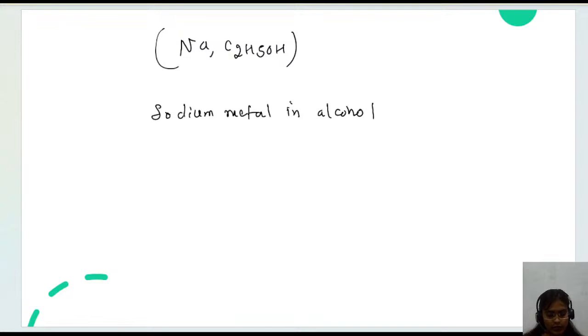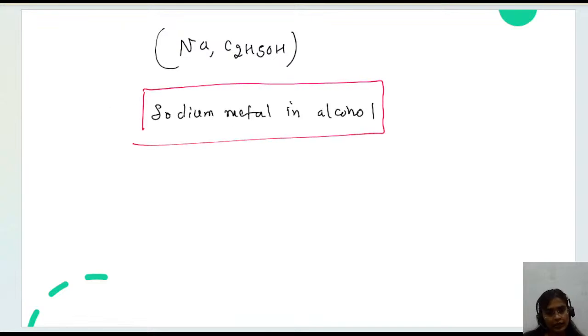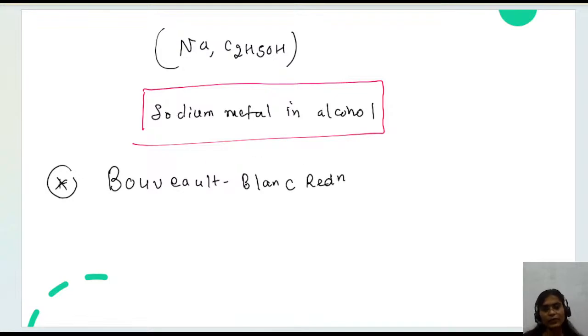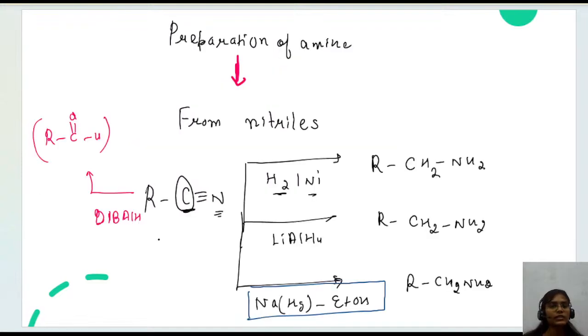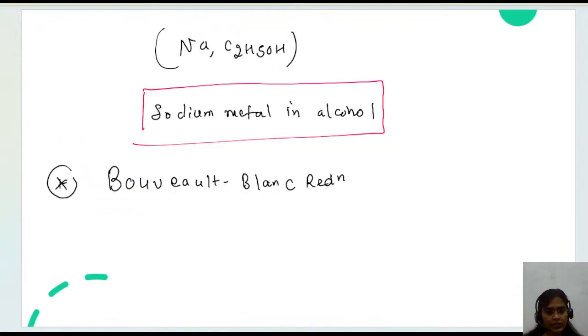So what is the name of the reaction there? This is a naming reaction. If I'm using sodium metal in alcohol, it's a special type of reaction, a naming reaction, you can say. This is known as the Bouveault-Blanc reduction. So what is the different part as compared to the previous one? In the previous one, we were just starting with RCN, but in this case, we have to start with the ester. So this is a difference.